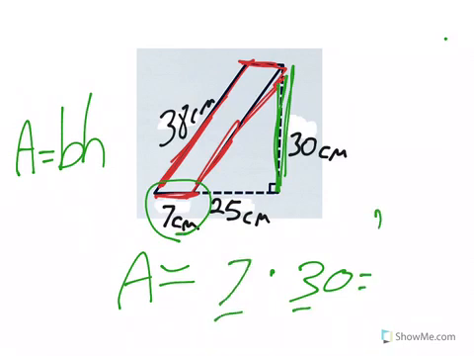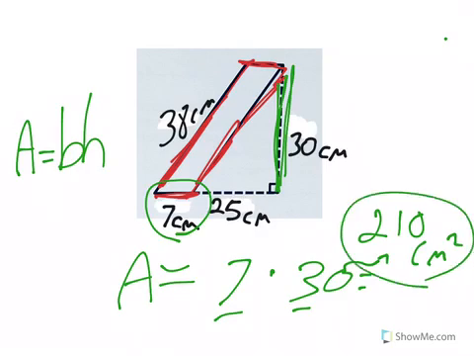So 7 times 3 is 21. We have a 0 to bring over because of the place value. It would be 210 centimeters squared. So I just really wanted to point out that the base is only the part of the shape, not the dotted line that they've given you here.